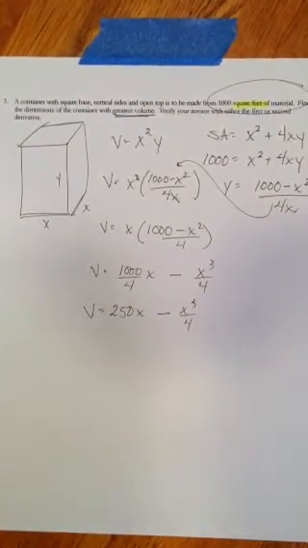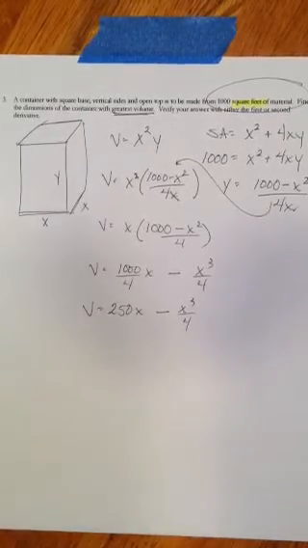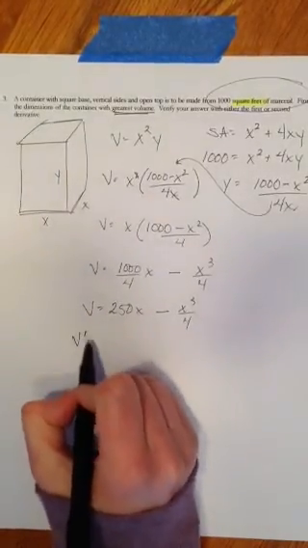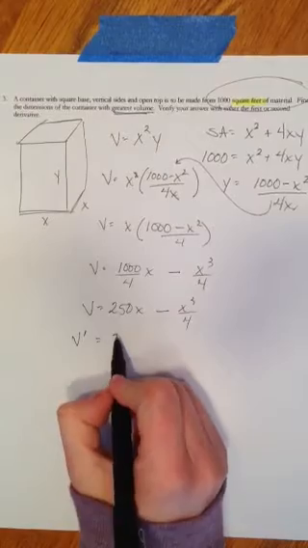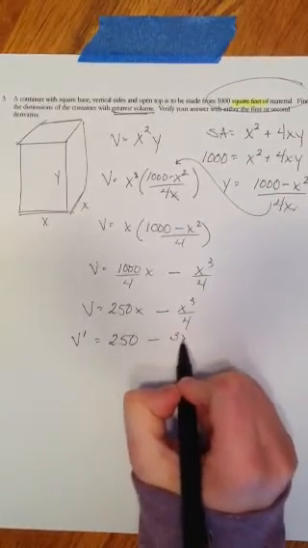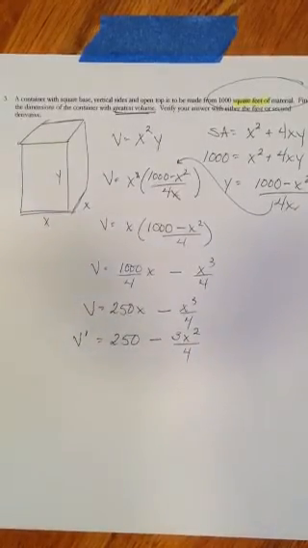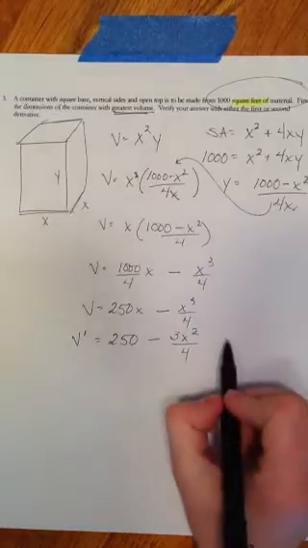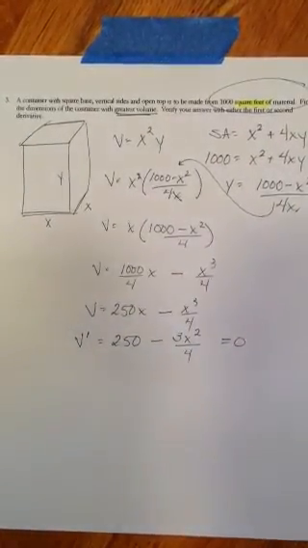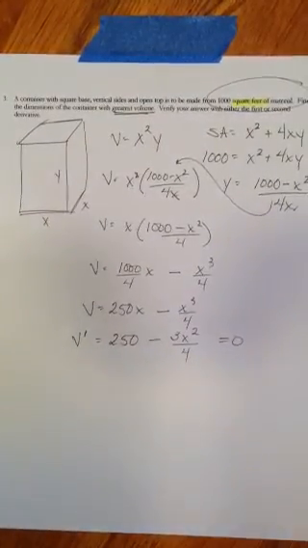Remember, if we're trying to maximize the volume, you want the volume derivative to equal 0. That's what we're trying to do so that we can solve for x. Let's get a derivative. Volume prime equals 250 minus 3x squared over 4. What do you think about that? Now, I want my derivative to equal 0. If you want, go ahead, hit pause again, and solve for x and see if you can get an answer.